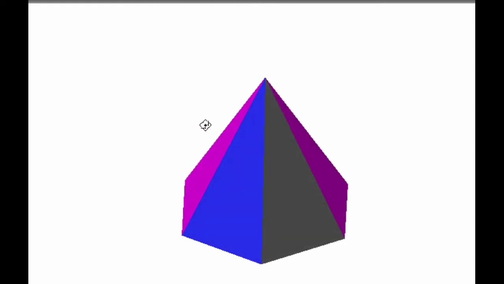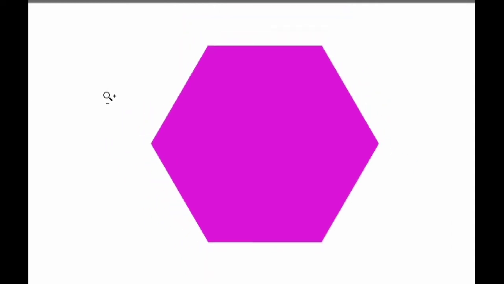Welcome to the session on projection of hexagonal pyramid. Here you are observing a typical isometric view of a hexagonal pyramid generated from AutoCAD. I will show you the base. It's of the shape of an hexagon and tapered to the apex. Therefore, we call it an hexagonal pyramid.